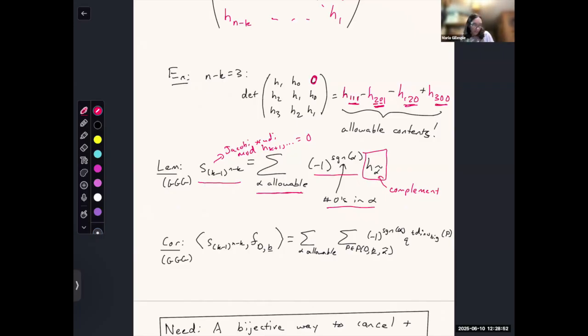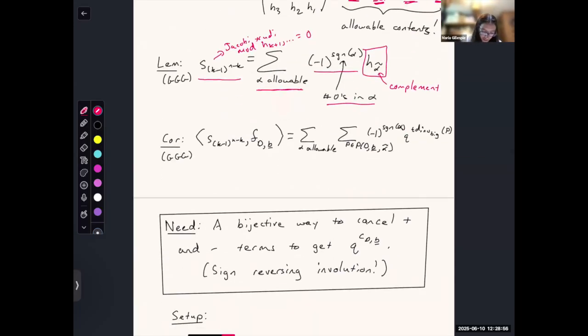So the corollary now from Jacobi-Trudi is, now that we've expressed this S in terms of H's, we know what this inner product is, because we know what this is in terms of monomials. And so what we really have is the sum over alpha allowable of the sum of all big parking functions with content of the k complement of alpha, and then you have the -1 to the sign of alpha and q to the t div of p. So this is still not proving our result, because we want the right-hand side to be a single power of q, or 0, and we have this big alternating sum with signs. So what we need here is a bijective way to cancel the plus and minus terms to get a single power of q, and this is often called a sign reversing involution.